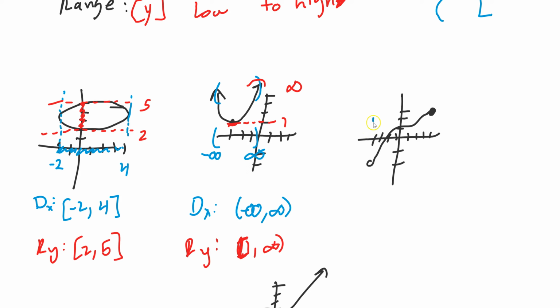Furthest left I see is right here, -4. Actually, look, it's an open circle, so parenthesis -4. And the furthest right I see is right here at 4.